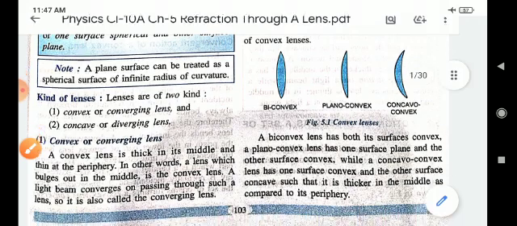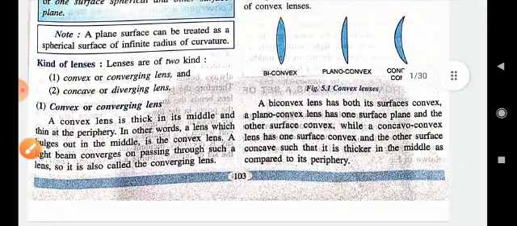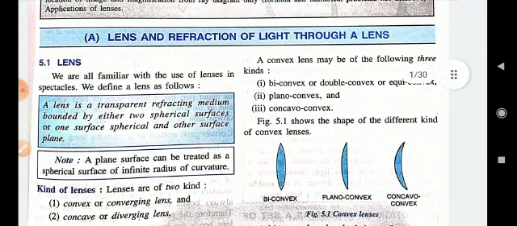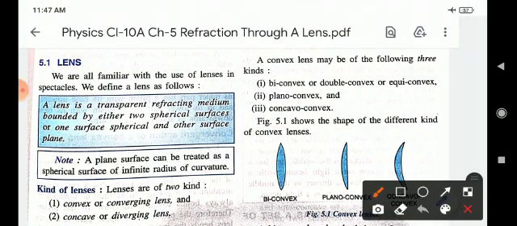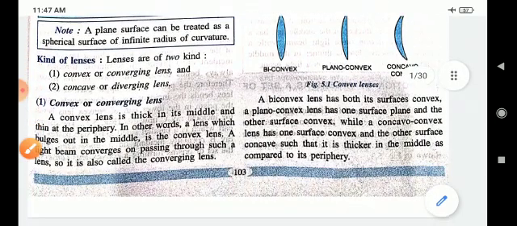Okay, how many types of convex lens or converging lens? There are three types: biconvex, second plano-convex, and concavo-convex.